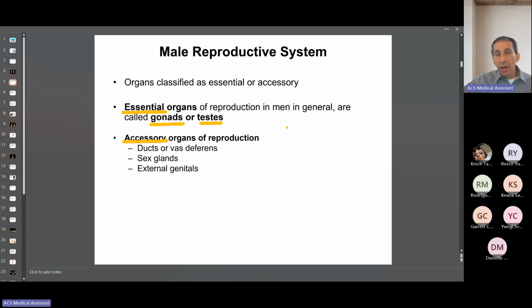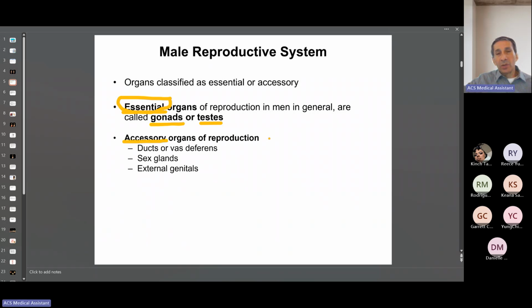So the testicles are considered the essential organs of a male. That's it, only the testicles. Why? Because the testicles have the prime function for reproduction to happen.